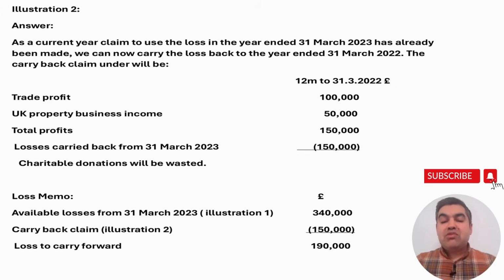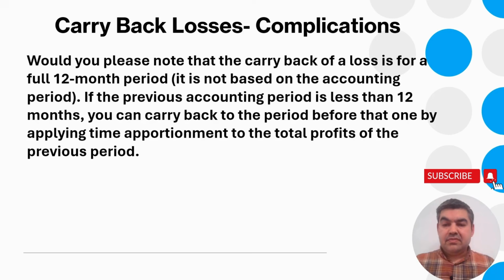So now we have utilized 150,000 of losses. Remember, Sasan has a trading loss of 340,000. 150,000 pounds has been carried back to the previous 12 months, and Sasan is still left with 190,000 pounds of trading loss, which can be carried forward and set against future profitability.